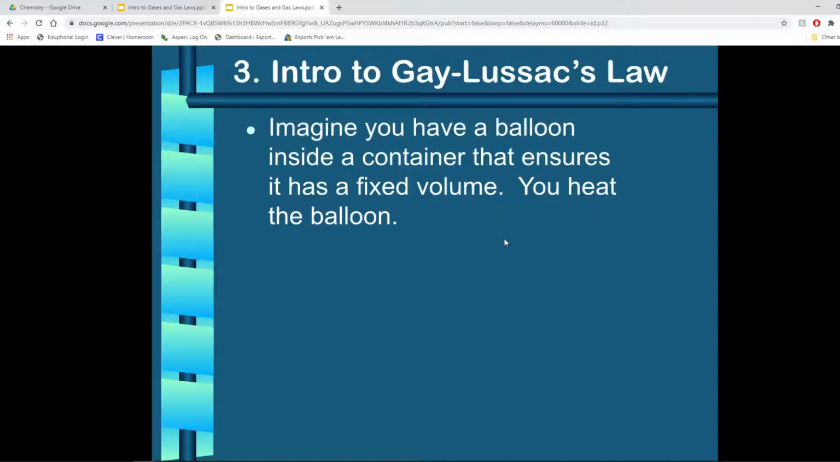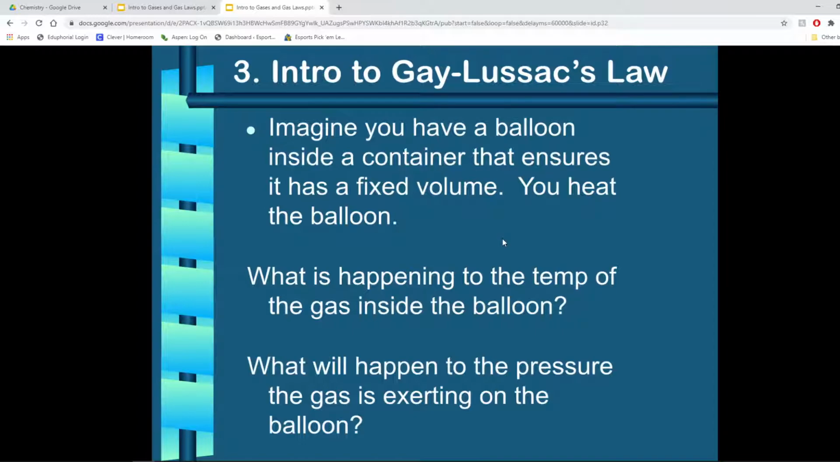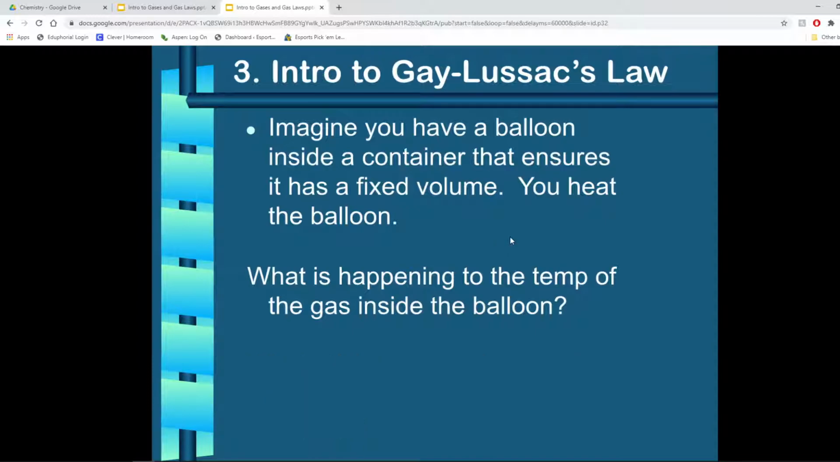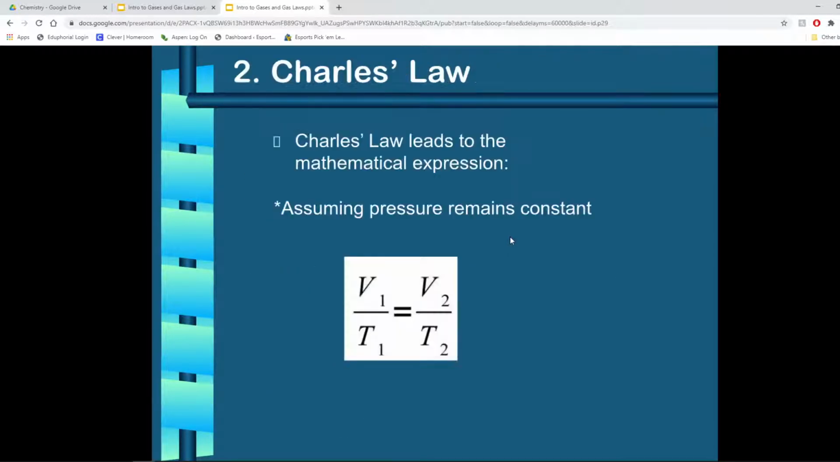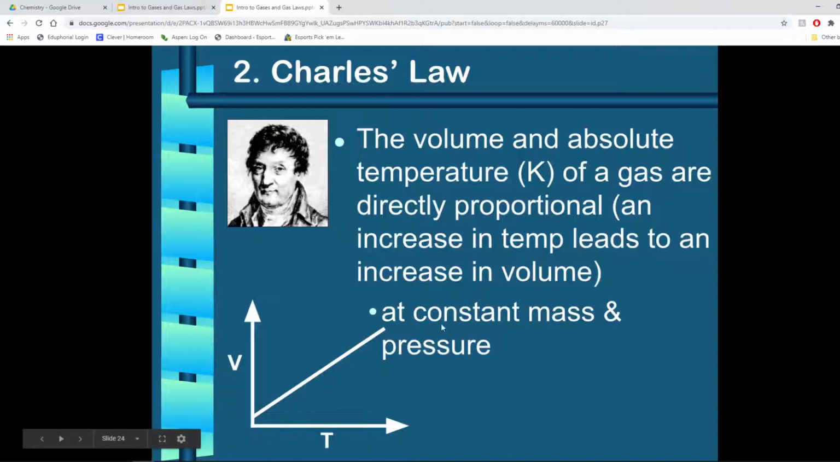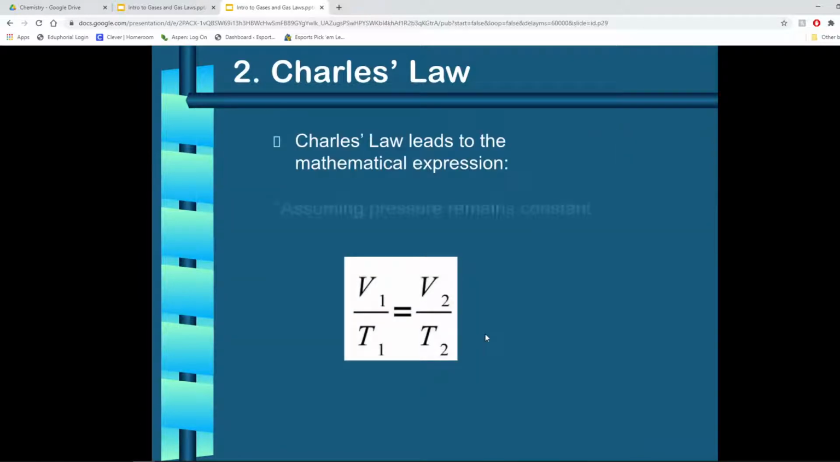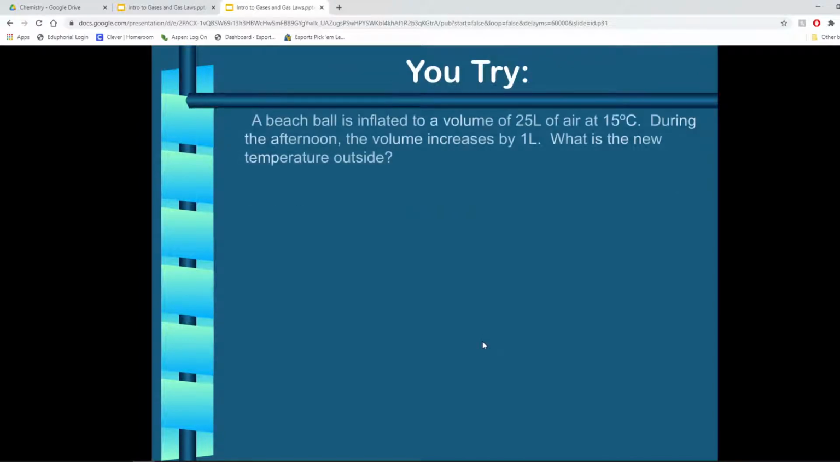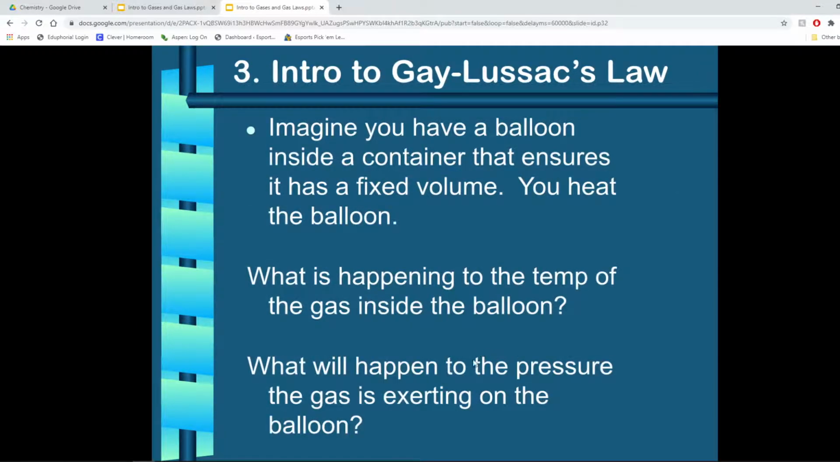So if we have a balloon inside a container that ensures it has a fixed volume. So you've got your balloon and you put it inside of a square box, right? Where the balloon can expand to fill up the box, but then no more. It's stuck at that size. All right, so you heat up the balloon. It can't expand. So earlier in our last law, we related volume to temperature, and we said that when temperature went up, volume was supposed to go up. But if this balloon is trapped in that box where it can't actually expand and gain volume, what do you think is going to happen to the pressure inside that balloon if it wants to expand and it's not being allowed to?